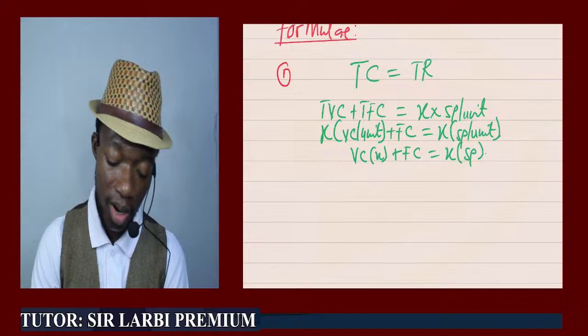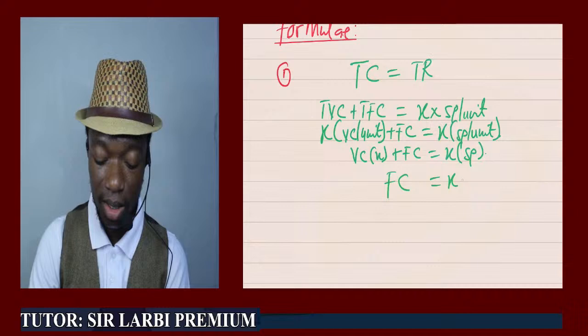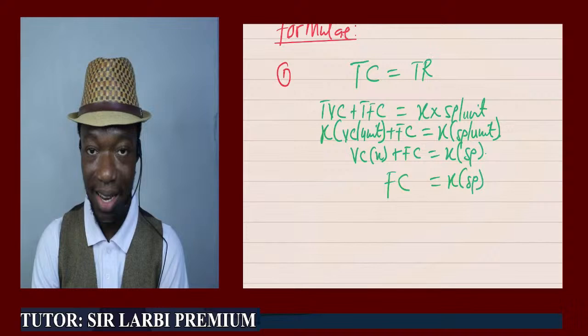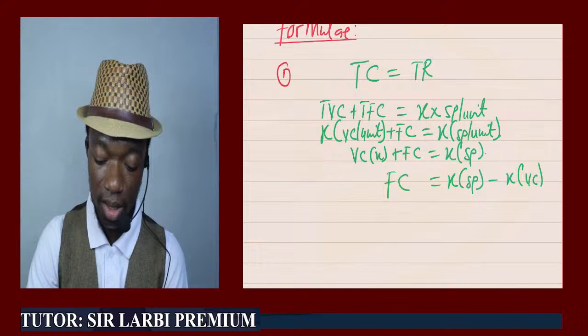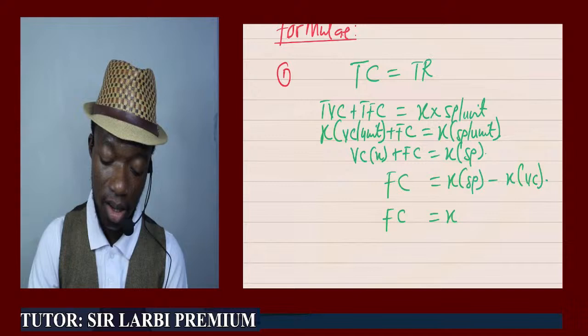So we have fixed cost, follow carefully, fixed cost to be equal to our X multiplying the selling price. Then realize that here is positive, the variable cost multiplying the X, that is the total variable cost, is positive. So when you join it to the total revenue, it becomes negative X into bracket VC. Follow carefully. So now we want to factor X out. We have our X multiplying selling price per unit minus variable cost per unit.